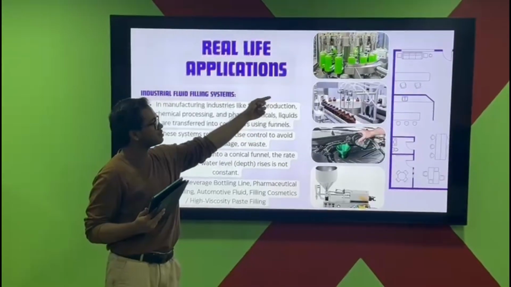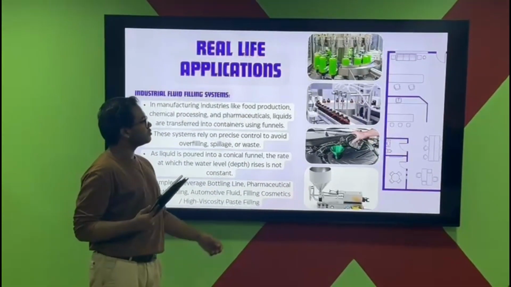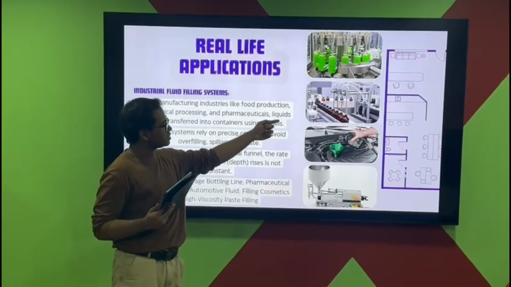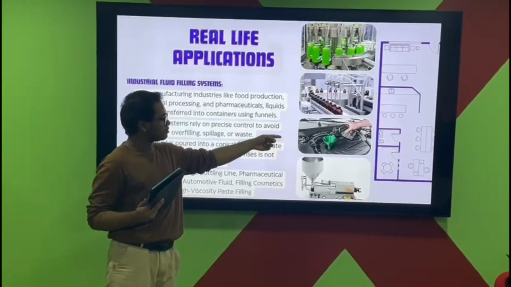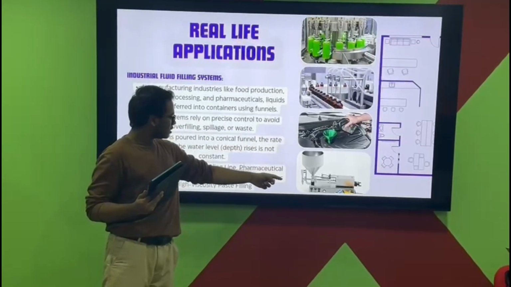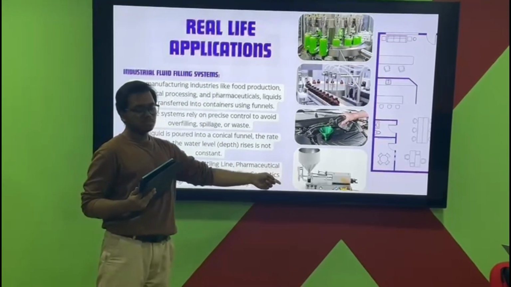As you can see, funnel machines are being used to fill bottles of soap, and these are for medicines, and the engine of a car being filled with oil, and this is the viscous paste filling.